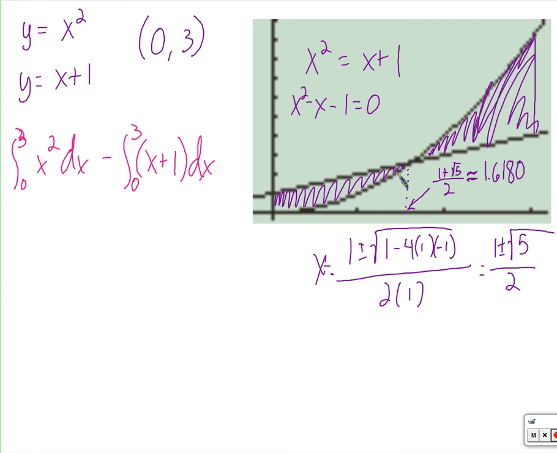This area and this area kind of separately, right? And then put it down. How do we find this area?